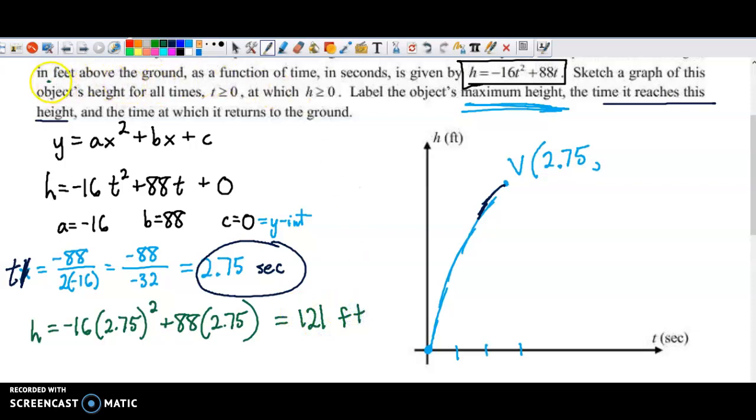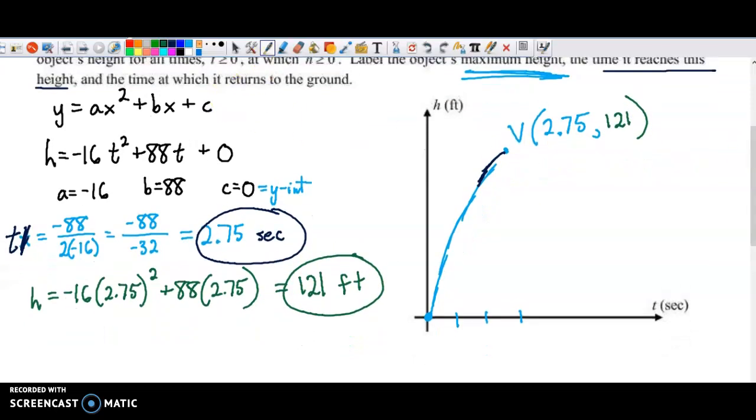Okay, I'm pretty sure it was in feet. There it is. So that's the maximum height. Now I'm going to kind of cheat to talk about when it reaches back to the ground, and it's based off of what I already said. Hopefully this makes sense, otherwise you can ask questions in class. So it takes 2.75 seconds to get up that high.